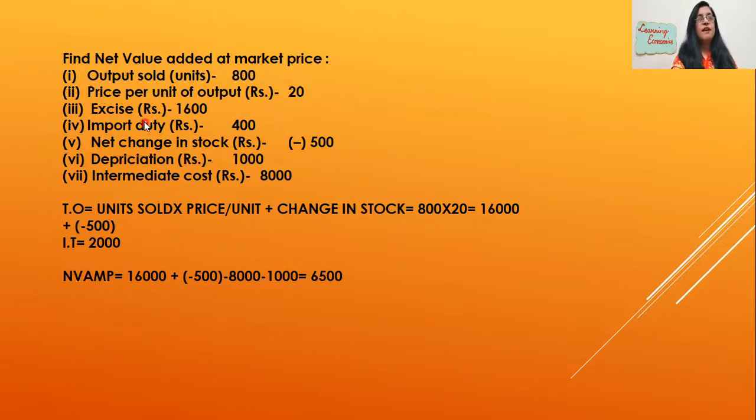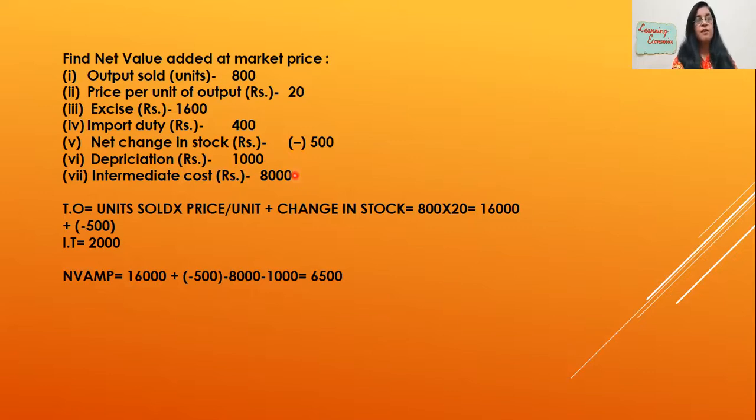Okay, so excise duty, this is indirect tax. Again, import duty, this is also indirect tax, 400. Net change in stock is given as minus 500. Depreciation is given as 1000, and intermediate consumption is given as 800. So how will we find total output?